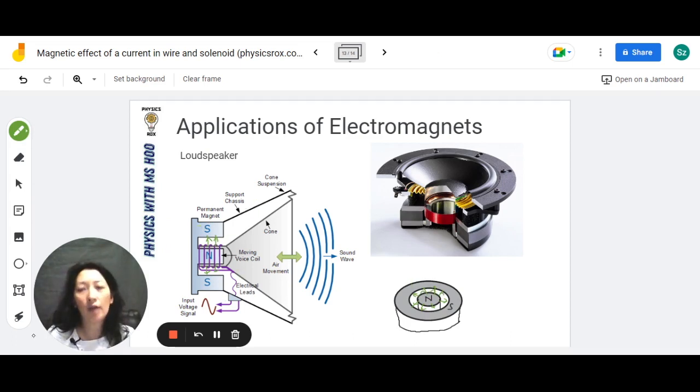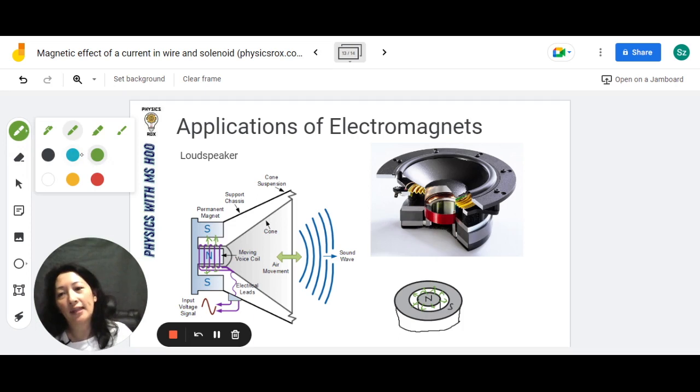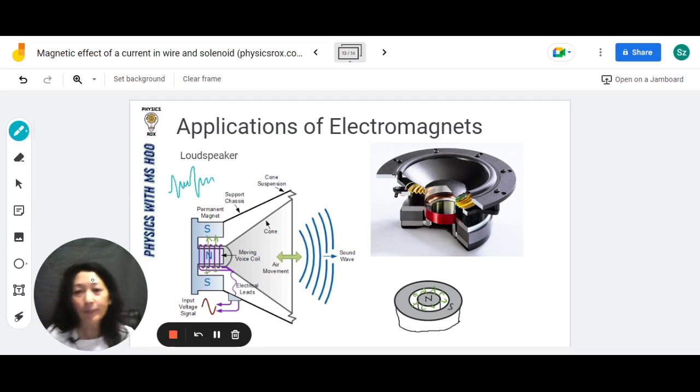So how do loudspeakers work? We've got the coil here. The coil is wrapped at the bottom of the cone. Now, what you should remember is that when sound is converted to electrical signals, they're changing in terms of their frequency and amplitude. As the sound signal changes, the electrical signals will also change in frequency and amplitude to match the sound. So the current that flows through the coil would increase and decrease in amplitude and change in frequency as well.